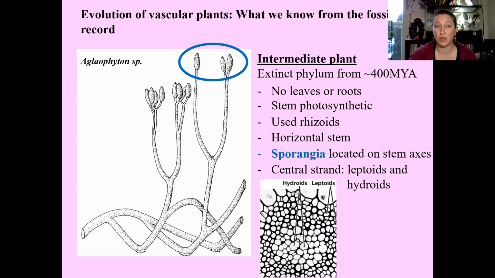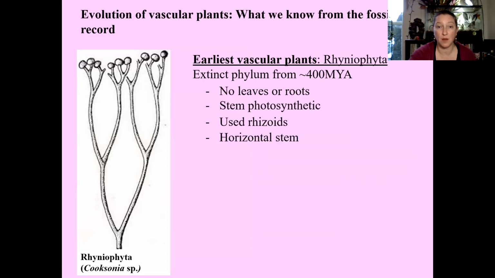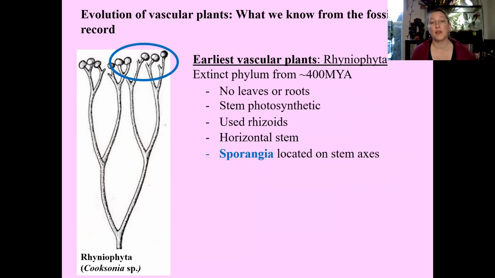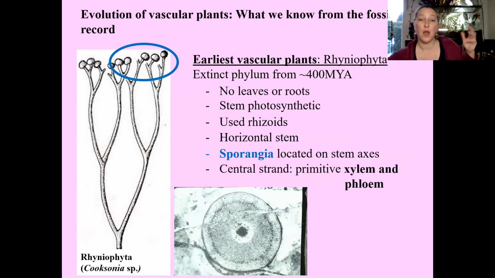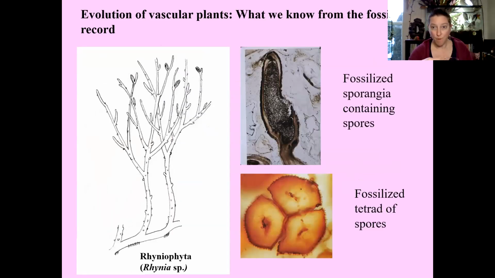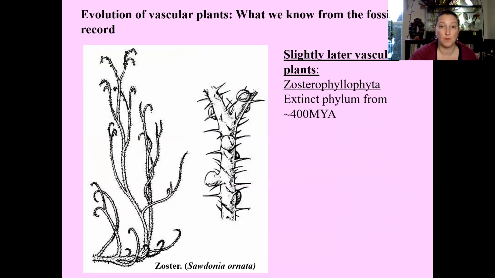We're still working with these leptoids and hydroids, as I said earlier. Then you start to see the very first vascular plants show up in the fossil record. Same characteristics as that intermediate plant we just looked at, except that now we have a real vascular system developing, and if you did a cross section through the stem, you'd see primitive xylem and phloem. And we looked at this, showing fossil specimens of a sporangium and spores.